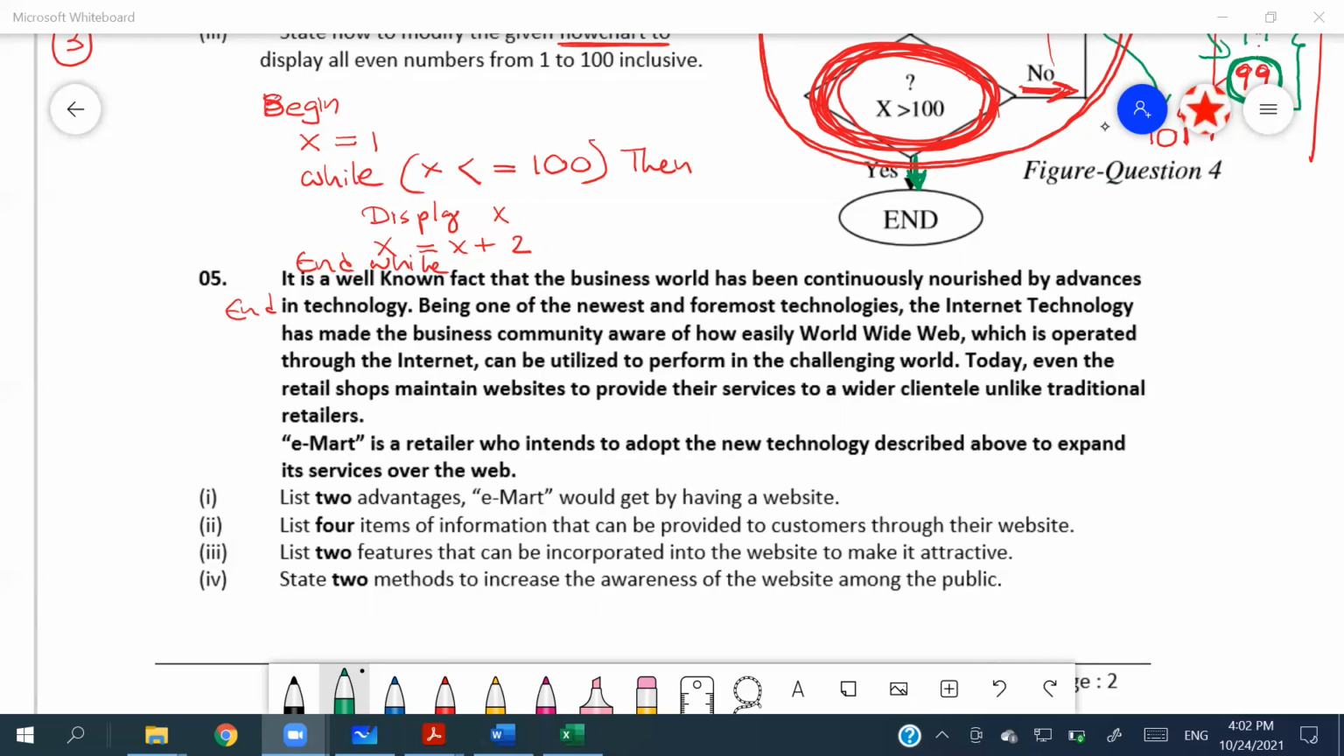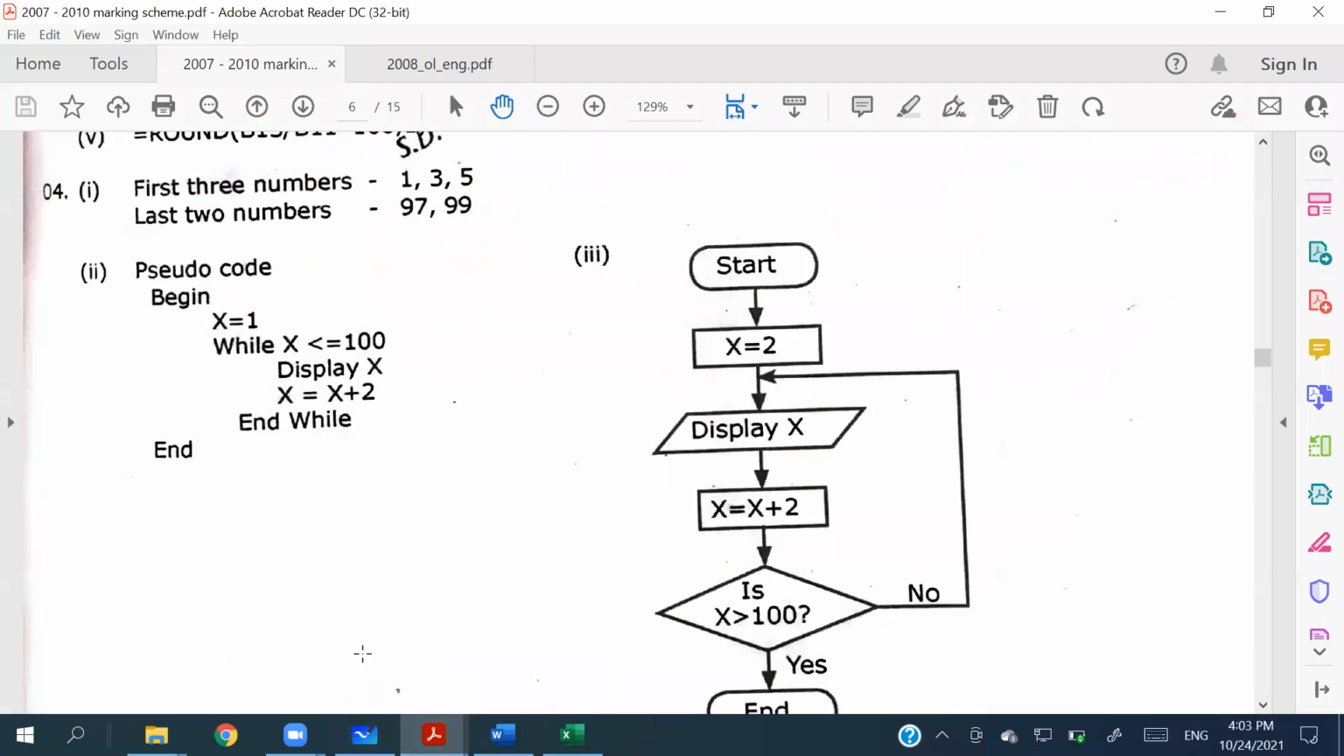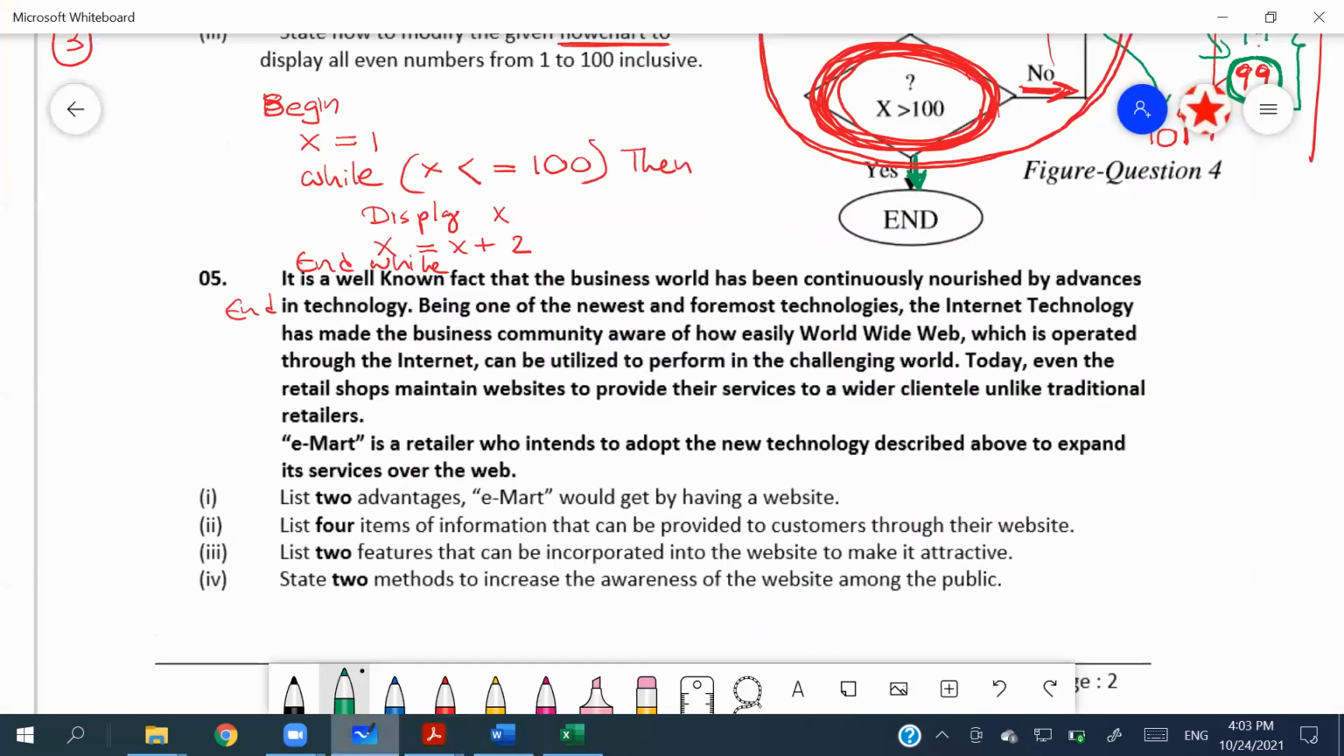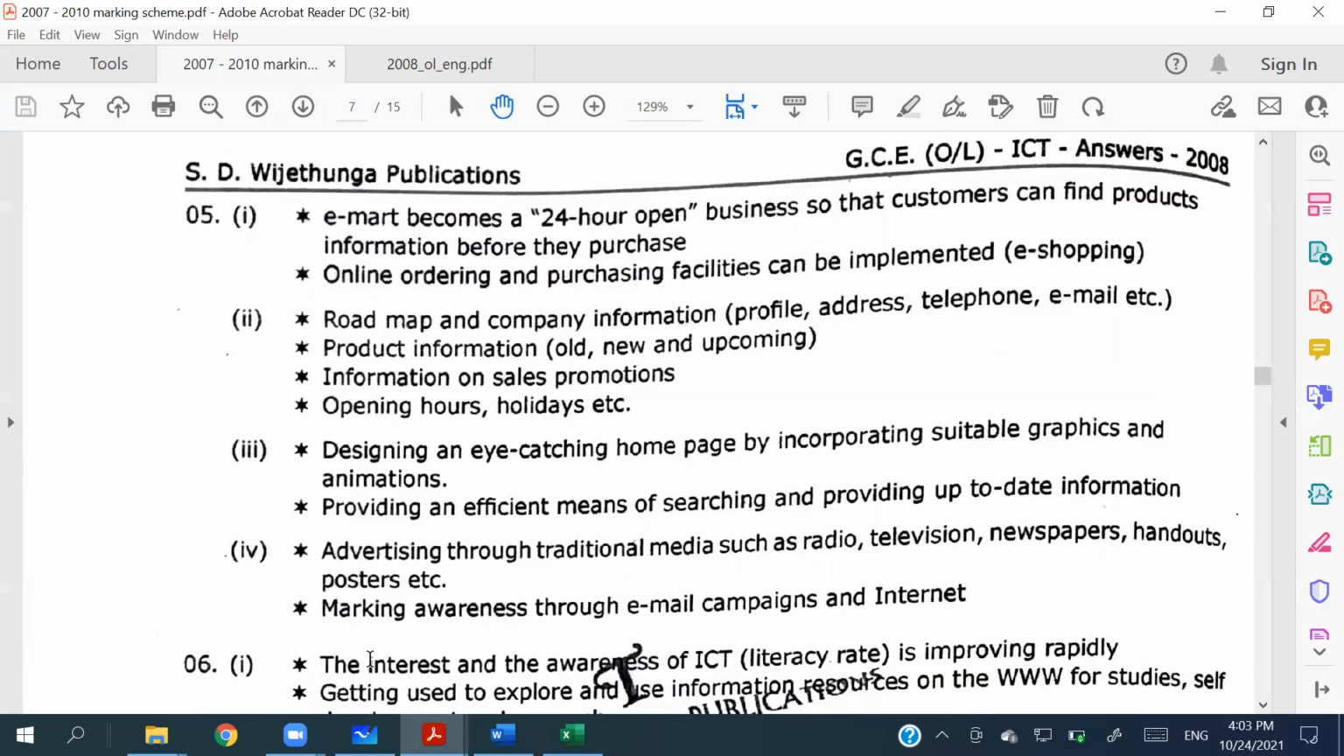Right, Binadi, no worries. So they are asking, list 2 advantages eMart would get by having a website. Yeah, let's go by the marking scheme. Here are the disadvantages. I'm sorry, they are talking about advantages first, right? Yeah, 2 advantages. Here are the advantages.